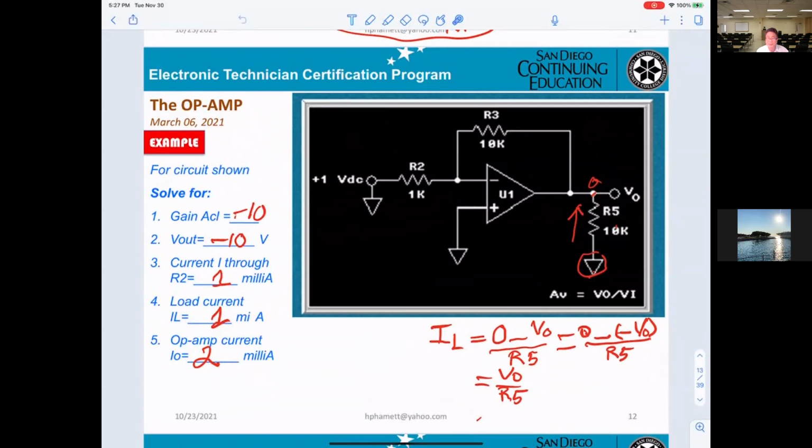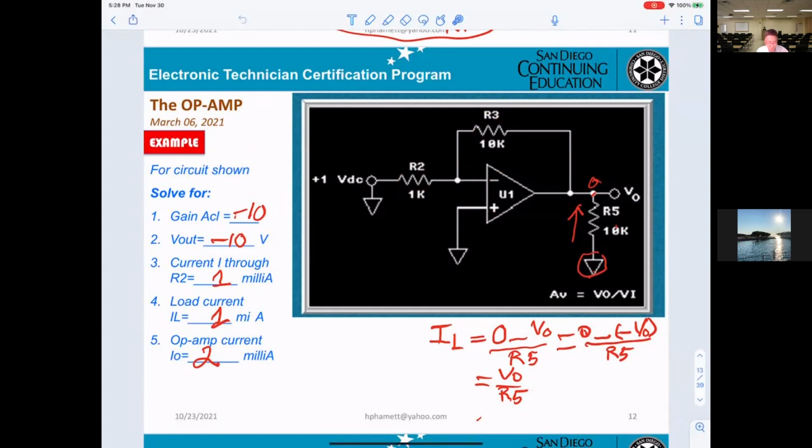Inverting amplifier. Input applied to the negative. Output will be ground. And you must understand this point here we call a virtual ground. That means 0 volt. And the gain of this amplifier equals minus R3 divided by R2.